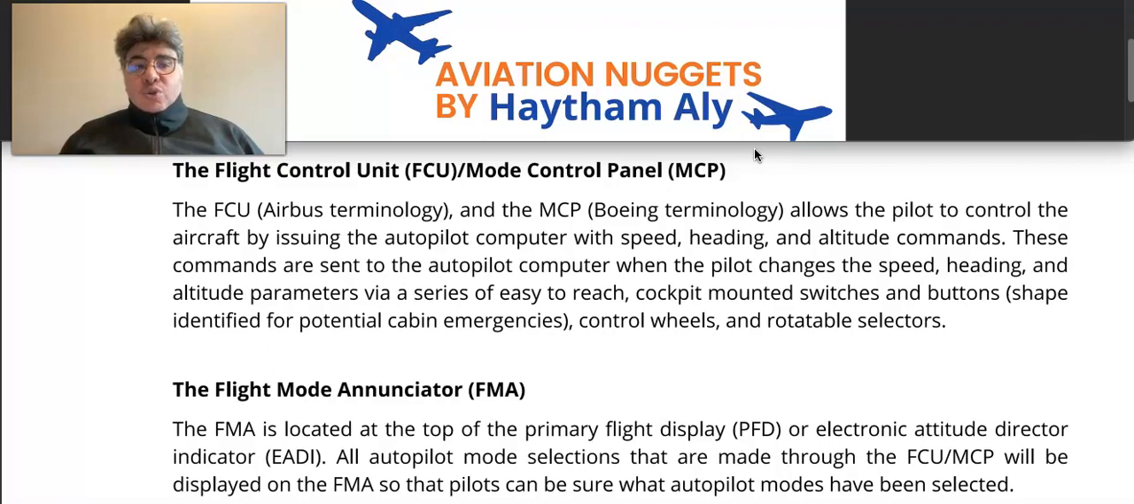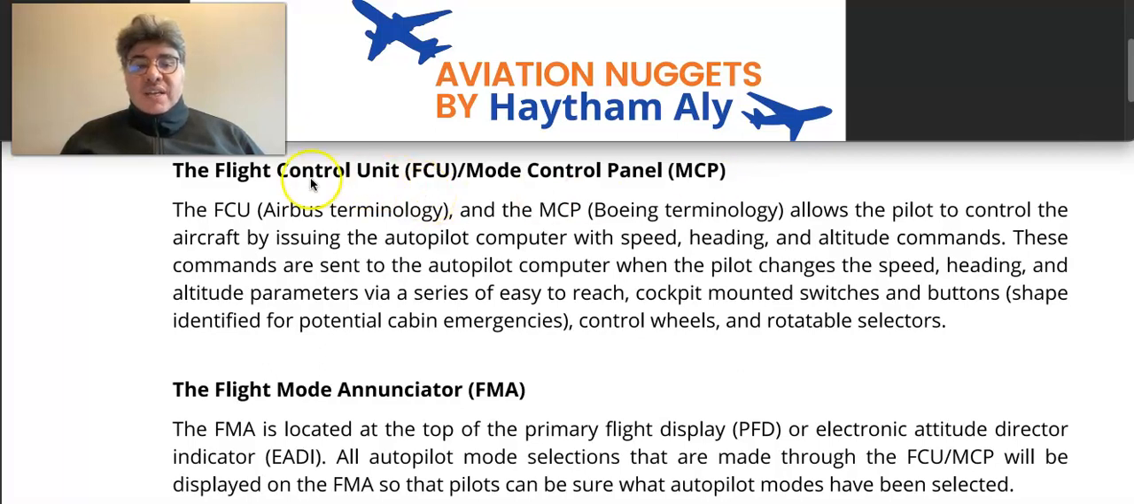Long-term control with the autopilot happens through the MCDU or CDU, Multi-Purpose Control Display Unit. And short-term control with the autopilot is done through the FCU, Flight Control Unit, or Mode Control Panel. FCU is an Airbus terminology and the Mode Control Panel is a Boeing terminology.